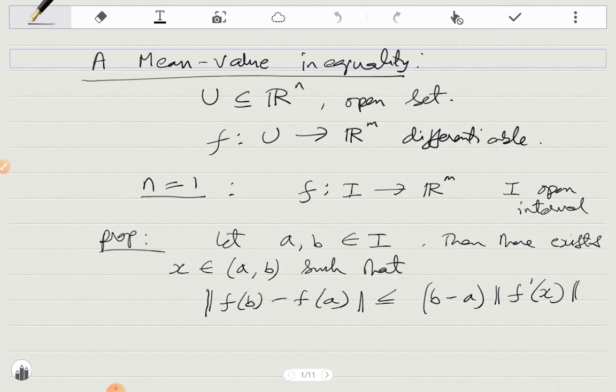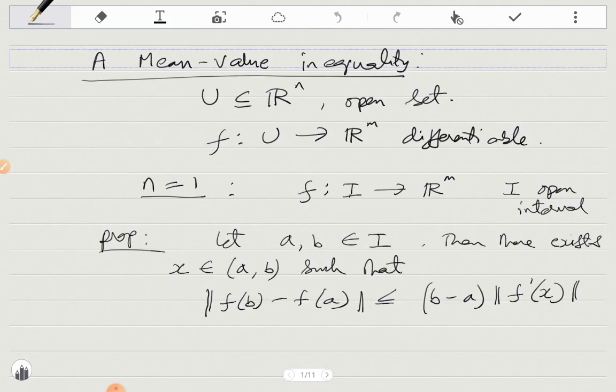Notice that even in this case, even though the domain is an open interval in R, I still don't have an equality. But otherwise, the inequality is one thing. The other thing is I'm taking norms on both sides. So apart from these two differences, the terms appearing are the same as the one variable case.